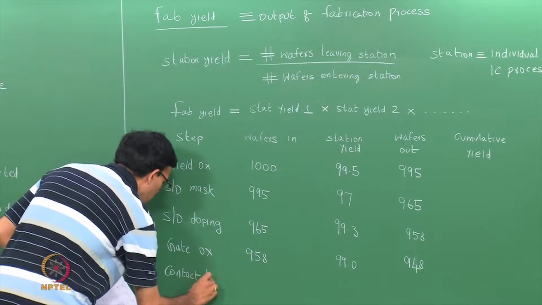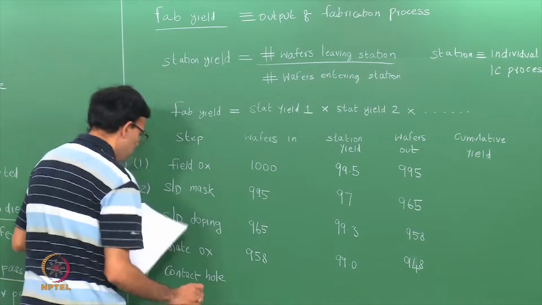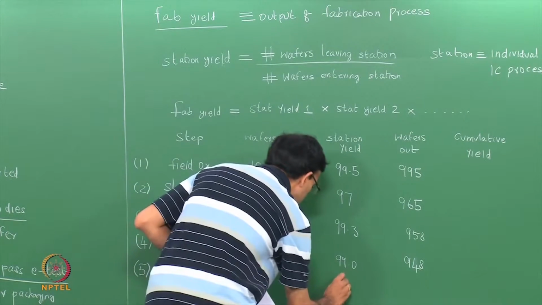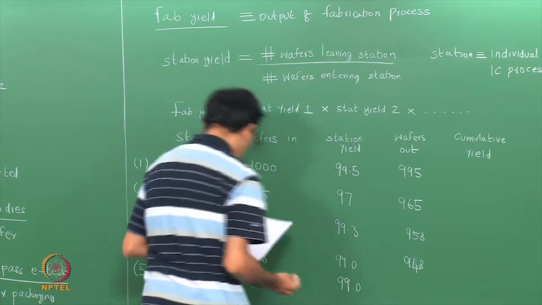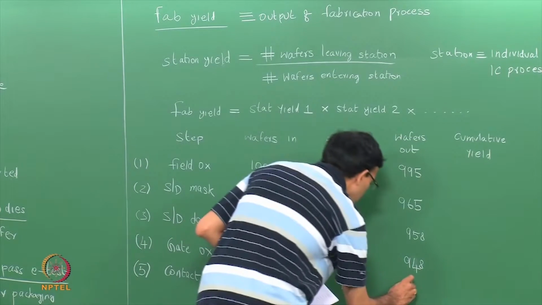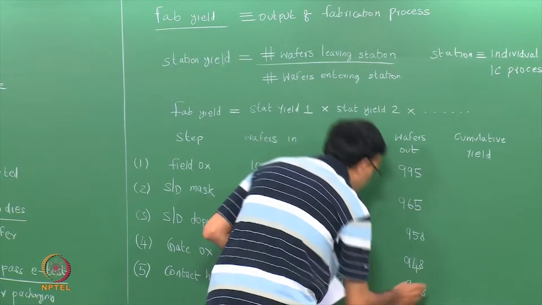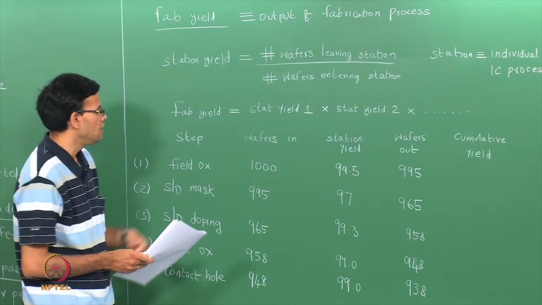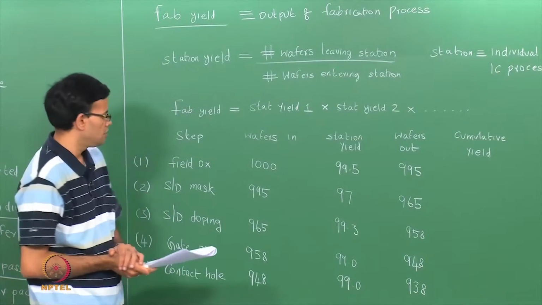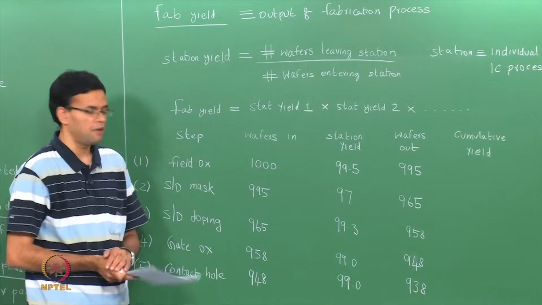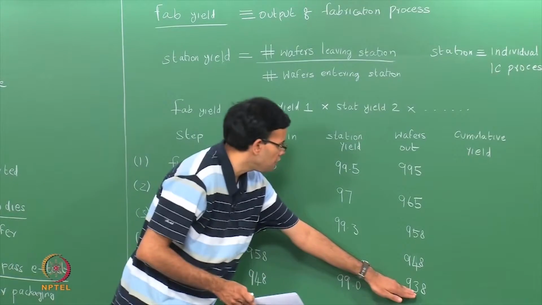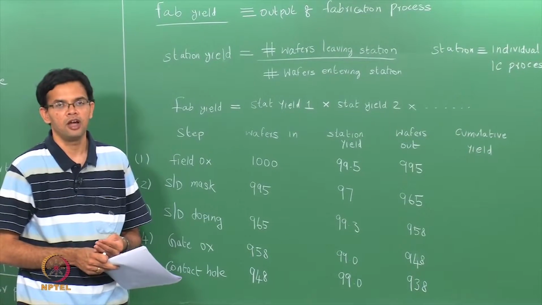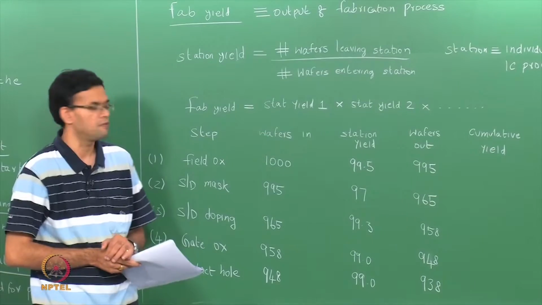And then contact hole. So, we start with 948. Again I will say 99%. Overall yield is 938. So, we have just 5 steps in a fabrication process. We started off with 1000 wafers, and at the end of 5 steps we have essentially 938 wafers, or you have lost approximately 62 wafers.